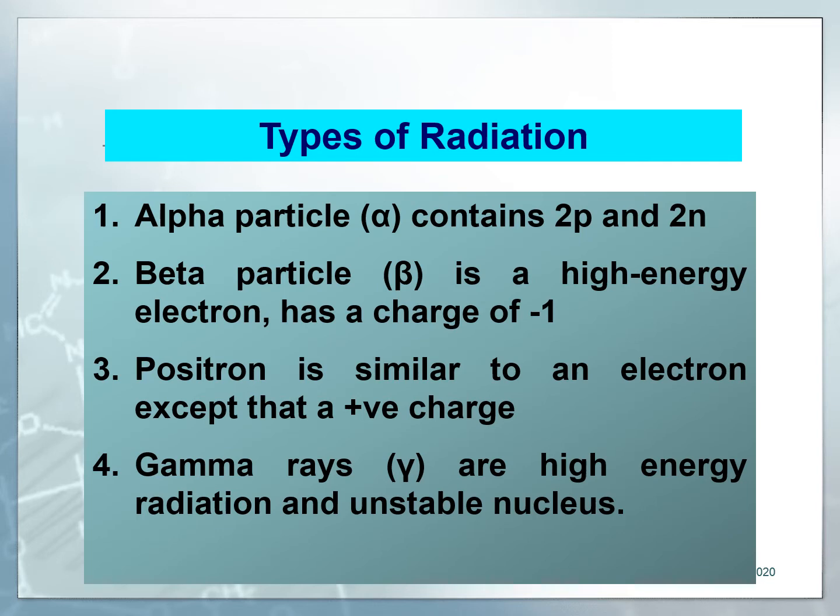The last type of radiation is gamma rays. Gamma rays are high-energy radiation emitted by an unstable nucleus. Because gamma rays are energy only, there is no mass or charge associated with their symbol.